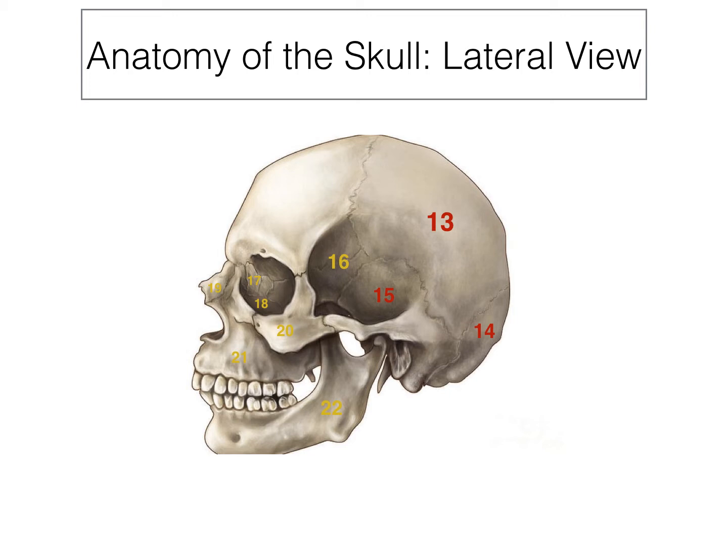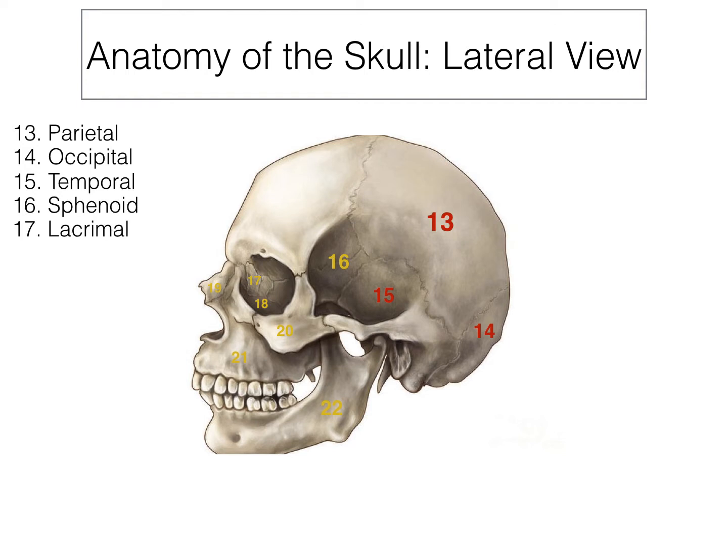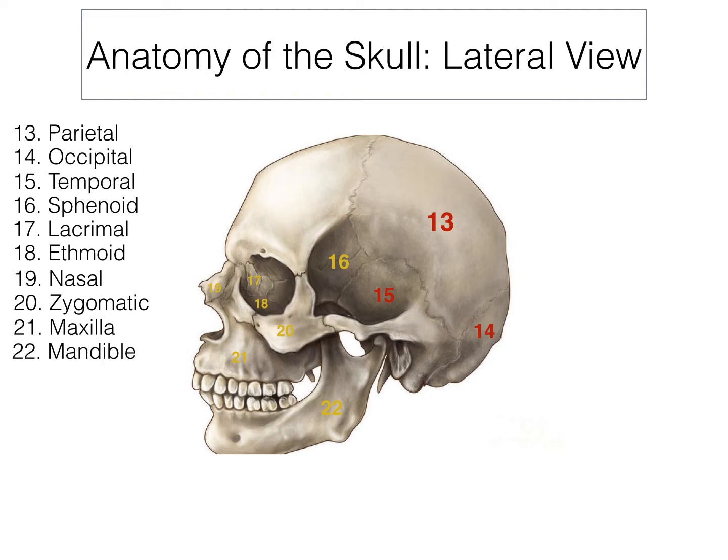I accidentally skipped number 12. I forgot to write it, and I started with 13, but that doesn't matter for the order of the structures shown, so we're just going to skip 12. 13 is the parietal, 14 is the occipital, and 15 is the temporal bone. Then 16, as shown in the anterior view, is the sphenoid, 17 is the lacrimal, 18 is the ethmoid, 19 is the nasal, 20 is the zygomatic, 21 is the maxilla, 22 is the mandible.